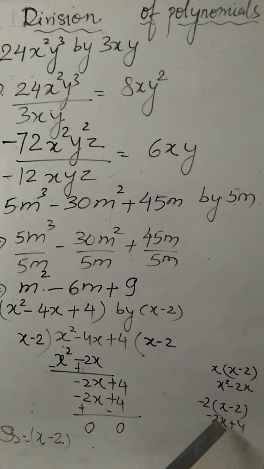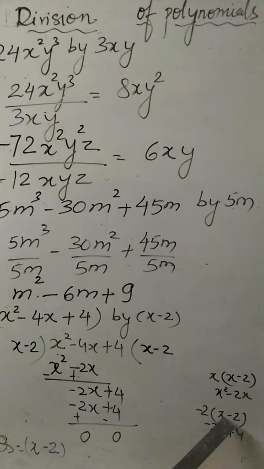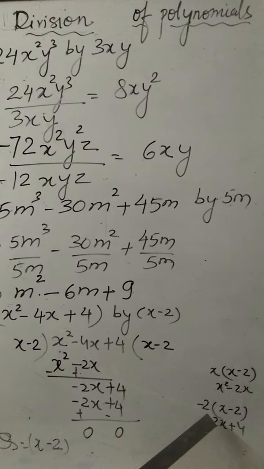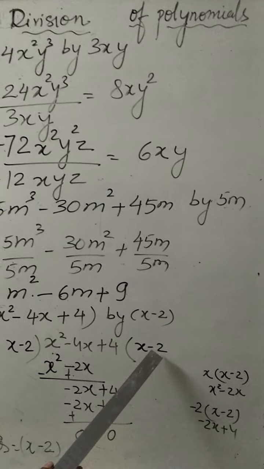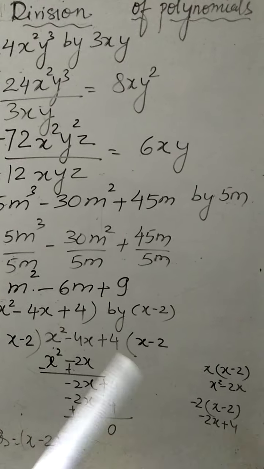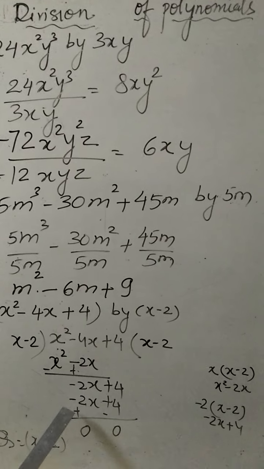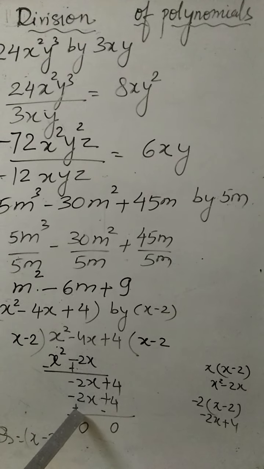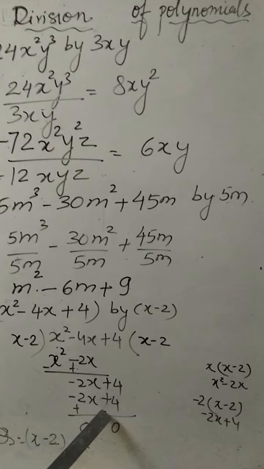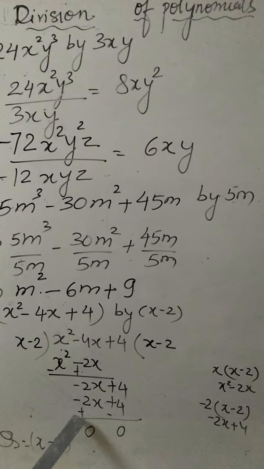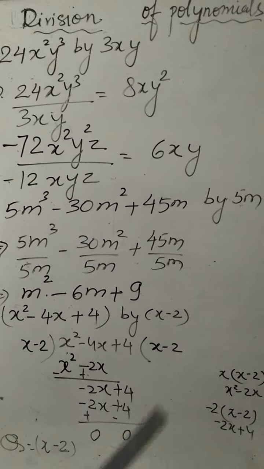So minus 2 into x is minus 2x, and minus minus plus 2 2s are 4. So here is minus 2x plus 4, and here you have to multiply it with minus 2. So here I have written minus 2. Now again this sign will get changed, because while dividing we are putting one minus sign. So for this polynomial, the minus sign will convert into plus, and plus will become minus. So 4 minus 4 is 0, minus 2x plus 2x is 0. So your quotient is x minus 2.